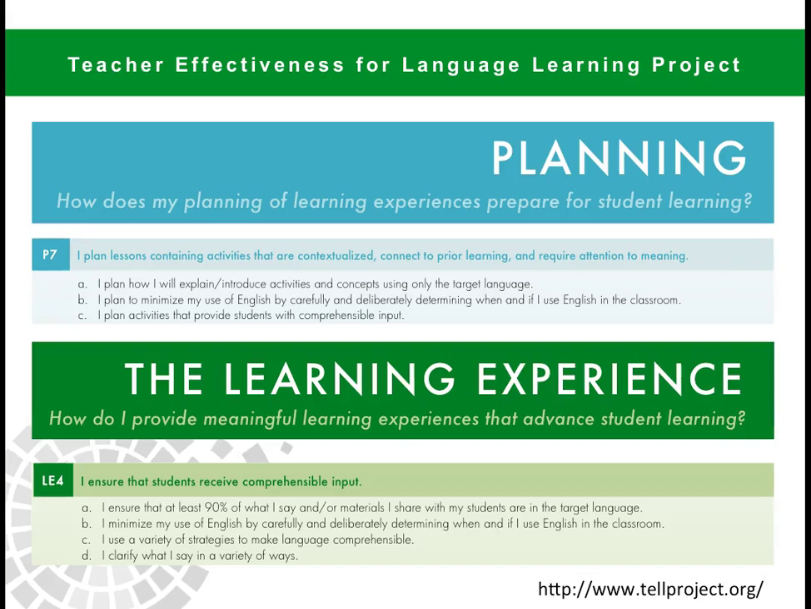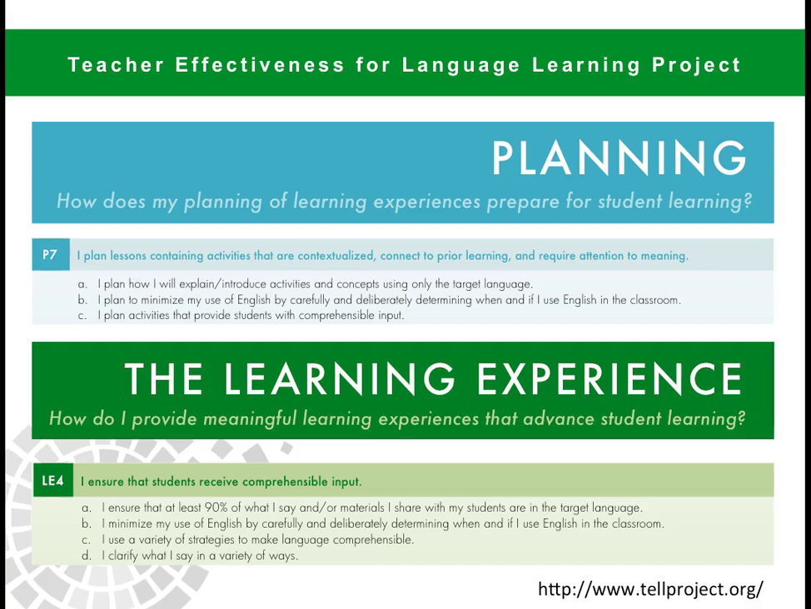Now that we have identified the characteristics of the STARTALK principle, let's see what the TELL project says about effective target language use and comprehensible input. First of all, let's talk about TELL. What is TELL? The TELL project is the Teacher Effectiveness for Language Learning project. TELL identifies 7 domains and specific criteria for what effective language learning looks like. In this session, we will focus on the following domains: planning and learning experience.